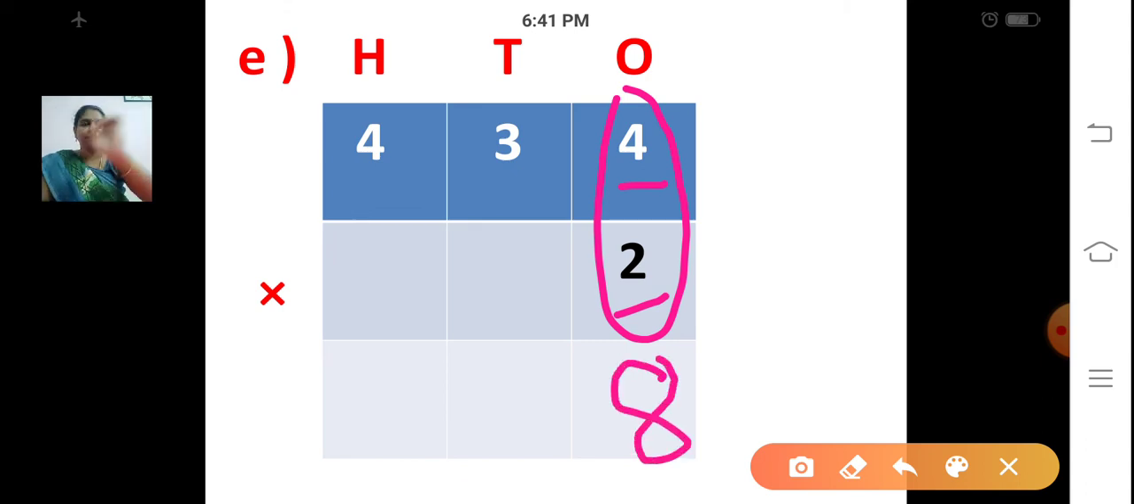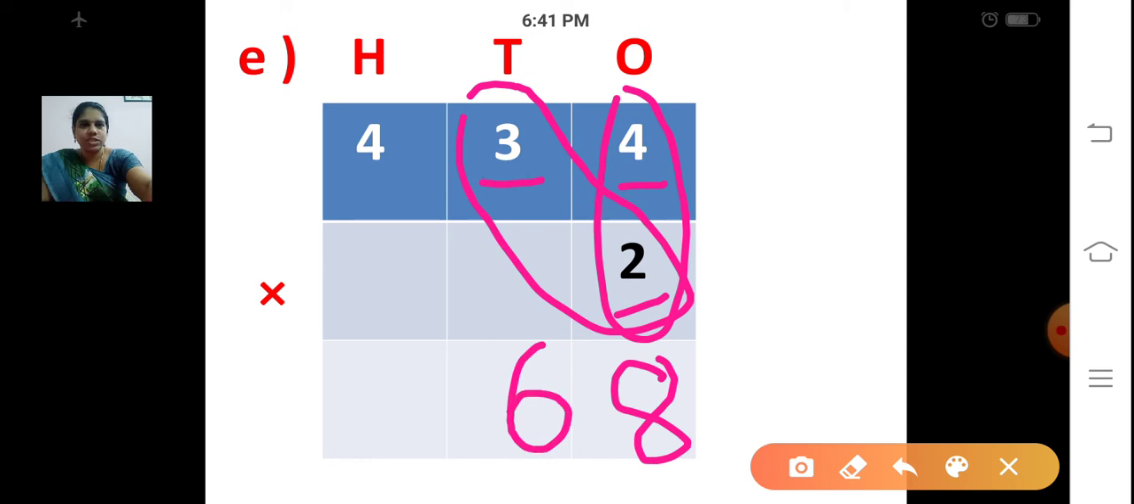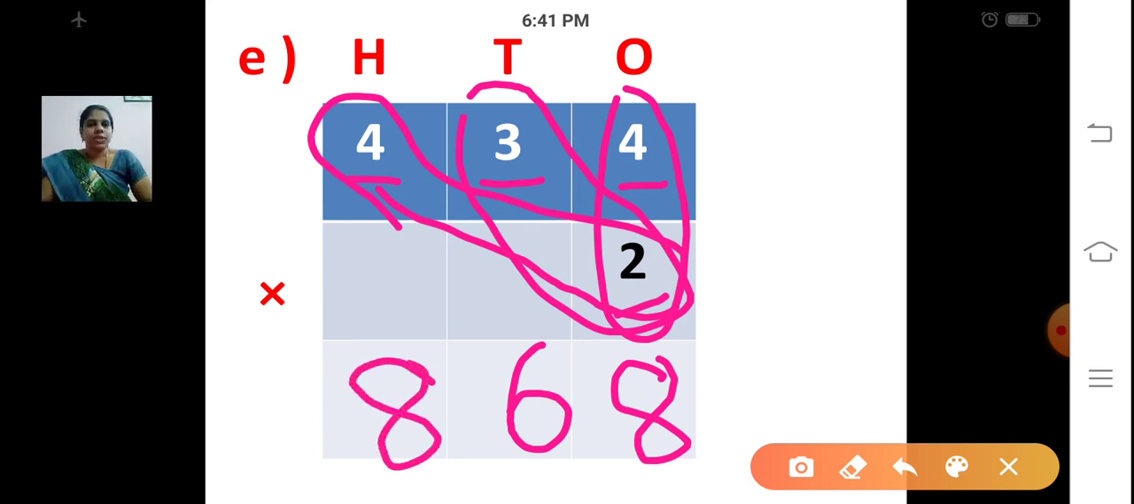4 2s are 8. Now second step, we are going to multiply the digit at the tens place. What digit do we have at the tens place? 3. We are going to multiply this number by 2. 3 2s are 6. Now third step, we are going to multiply the digit at the hundreds place by 2. 4 2s are 8. So when you multiply 434 into 2, the answer is 868.